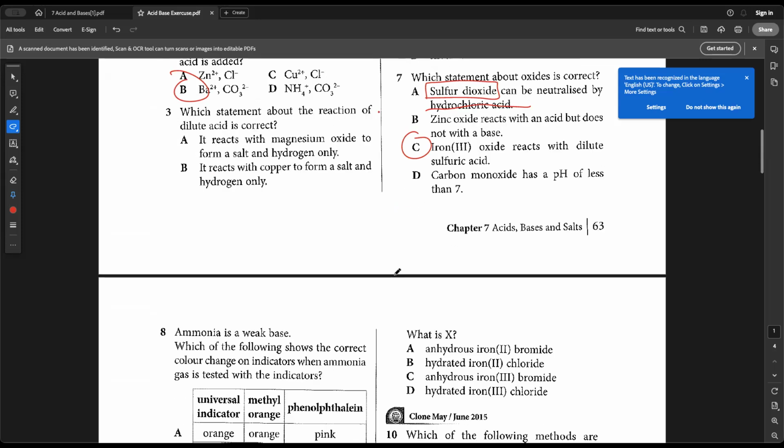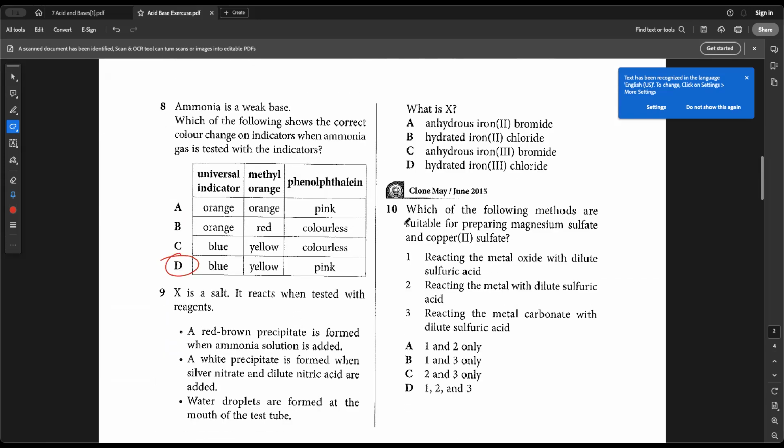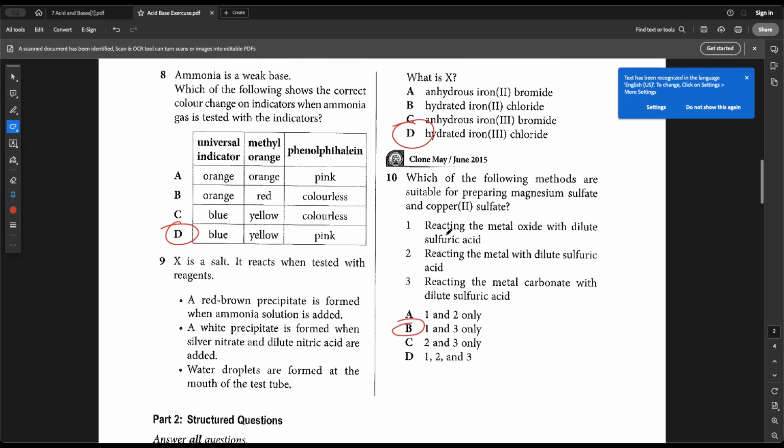Question number 8, you're supposed to get D. Question number 9, you're supposed to get D. And question 10, B. Good. Let's discuss the answers, guys. You got the answers, but does anyone know why these are the answers? Questions 9 and 10.